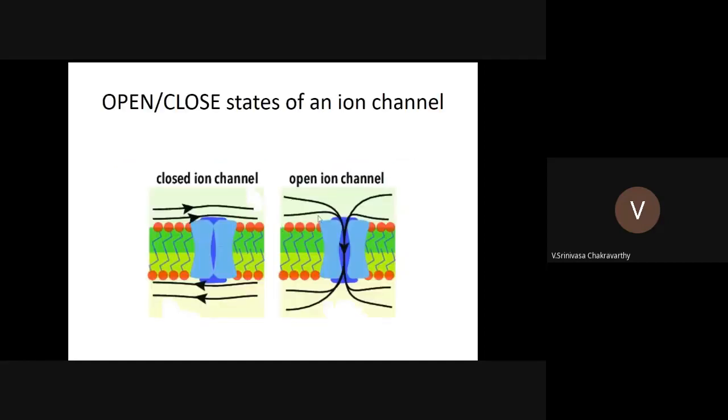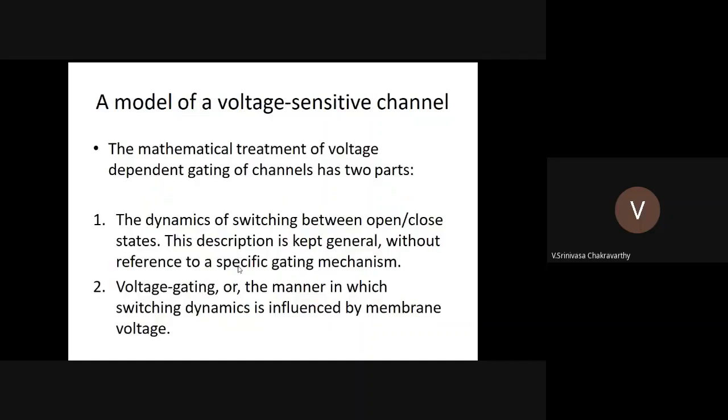To understand that, we need to understand exactly how the channel opens and closes, because when the conductance increases, it means the channel is open and current flows. When the conductance decreases, it means the channel is closed and current cannot flow. So how does it happen? We need to understand the dynamics of switching between open and closed states of a channel, and how the switching is controlled by the voltage of the membrane. This is what you need to figure out.